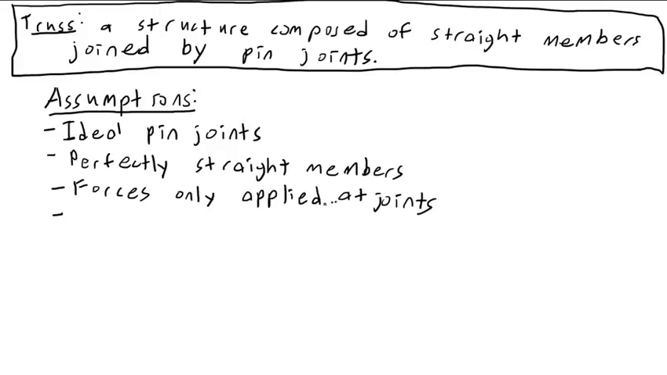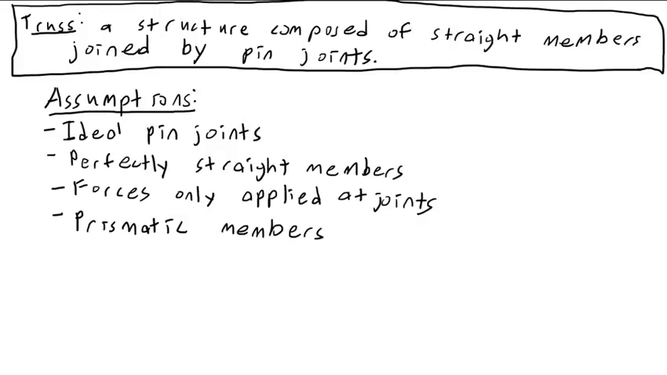We also have, what else? Forces applied only at joints. We can talk about some material properties and other things. Prismatic members. What does this mean? Any idea? It just means a constant cross section. So it doesn't become thinner. It's not like a tapered beam or something like that.